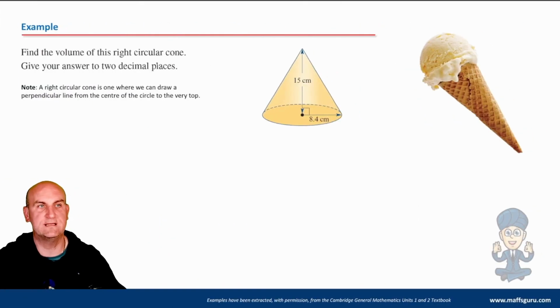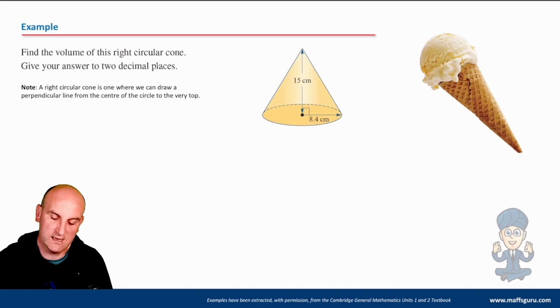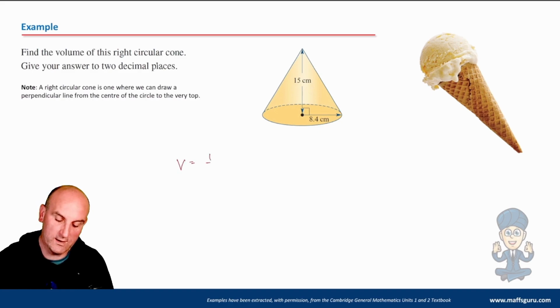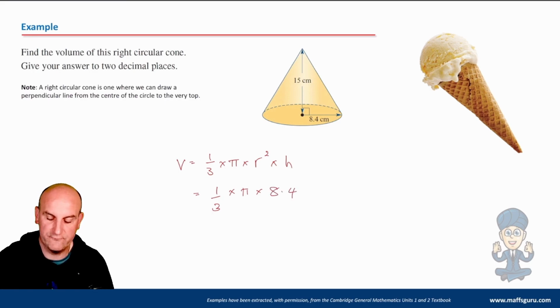All right, so here is an example. Find the volume of this right circular cone. Again, it's right circular. They're just saying that basically it's going from the highest point here to the center of the cone there. And again, we say the volume is equal to 1/3 times pi times r squared times h. So let's put the values in. 1/3 times pi times my radius is 8.4 squared, and my height is 15.